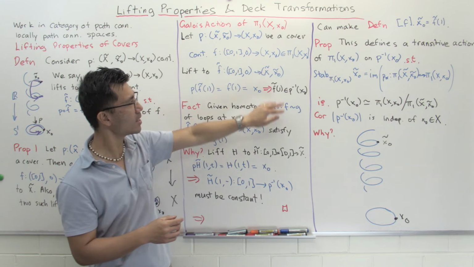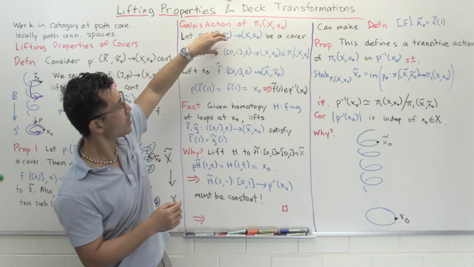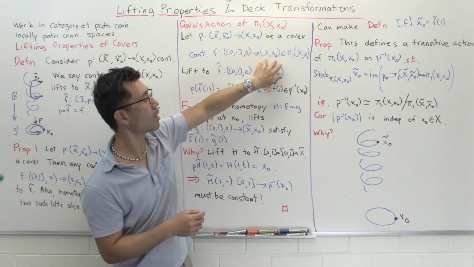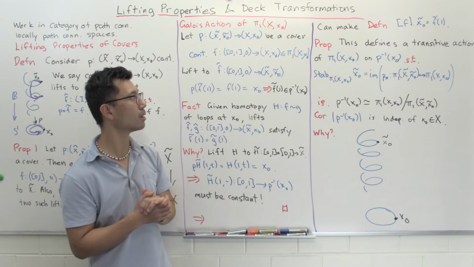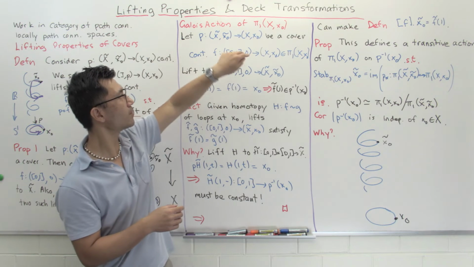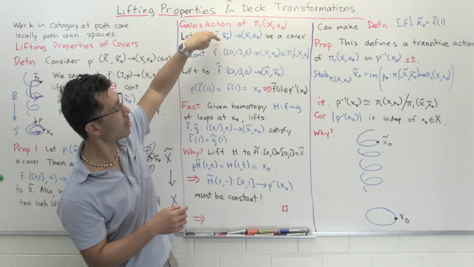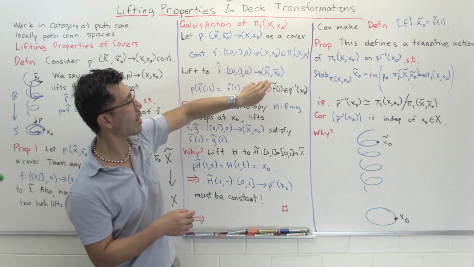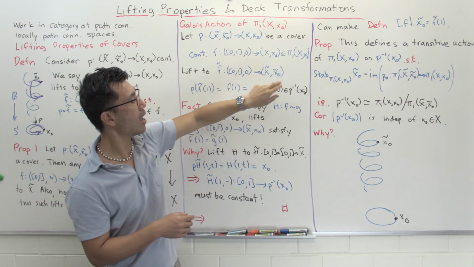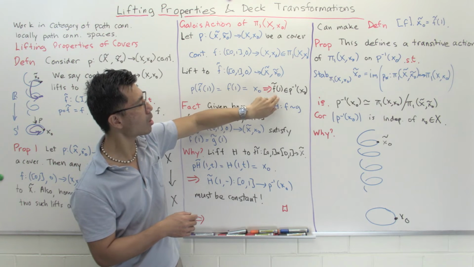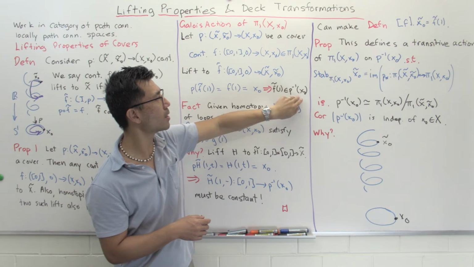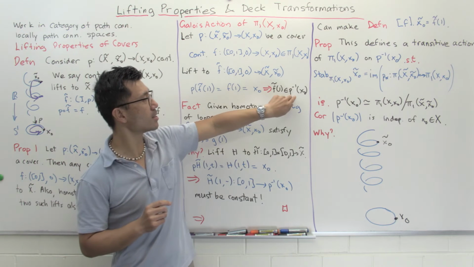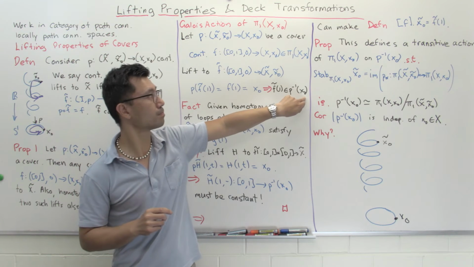So to sum up what I've done here: if you're given a loop inside x based at x0, you can lift this as a path now, rather than as a loop, to x tilde. And then in that x tilde, it's going to produce for me a new element upstairs, and that element is inside the inverse image of x0.